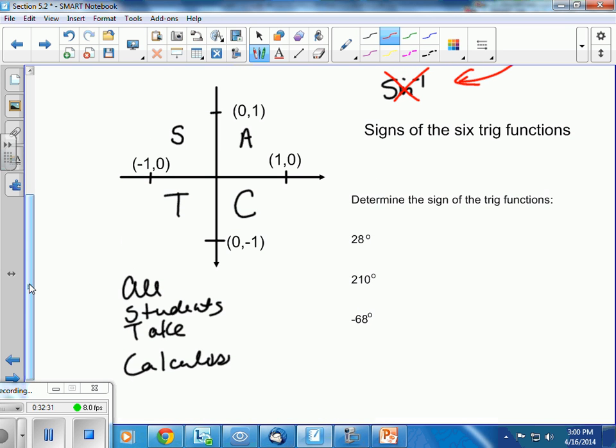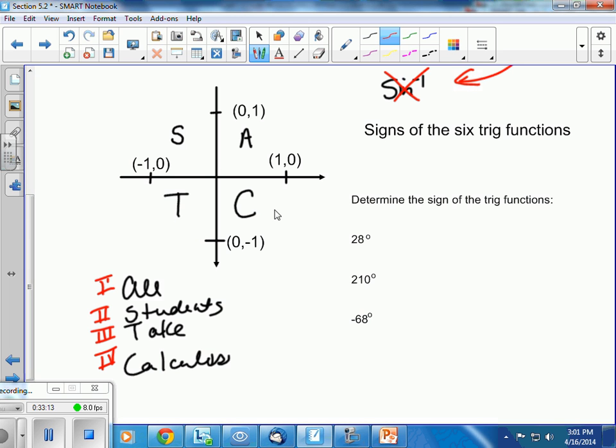So in other words, starting in quadrant A, or quadrant 1, and going right down quadrant 2, 3, 4. In quadrant 1, all students take calculus, and you can label that. A means all trig functions are positive. S, the sine and its reciprocal, cosecant. T, tangent, and its reciprocal, cotangent. And lastly, in quadrant 4, C, cosine and its reciprocal function of secant are positive in those quadrants.